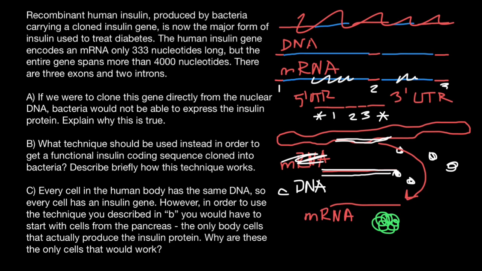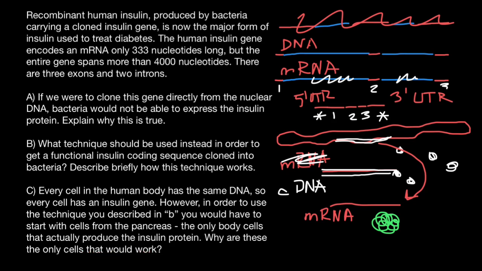And the last question: every cell in the human body has the same DNA, so every cell has the insulin gene. However, in order to use this technique you described in paragraph B, you would have to start with cells from the pancreas, the only body cells that actually produce insulin protein. Why are these the only cells that you would work with?